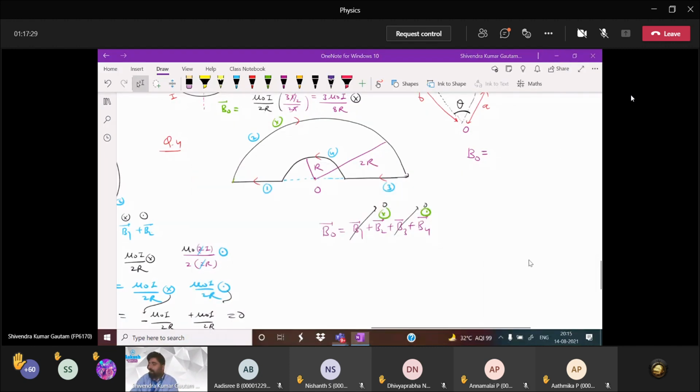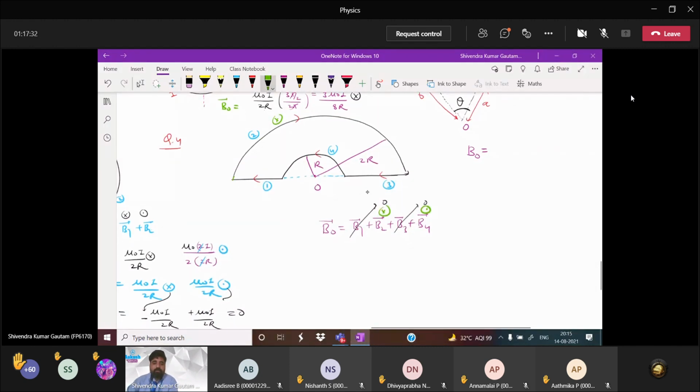Now tell me, B3 and B4 we have to find. Sorry, B2 and B4 we have to find. Tell me, what is B2? Mu naught I by 4, for the semicircular loop. What is the magnetic field? Mu naught I by 4R. Mu naught I by 4, but here what is the radius for this second one? Radius R or 2R? 2R, sir. Mu naught I by 8R.